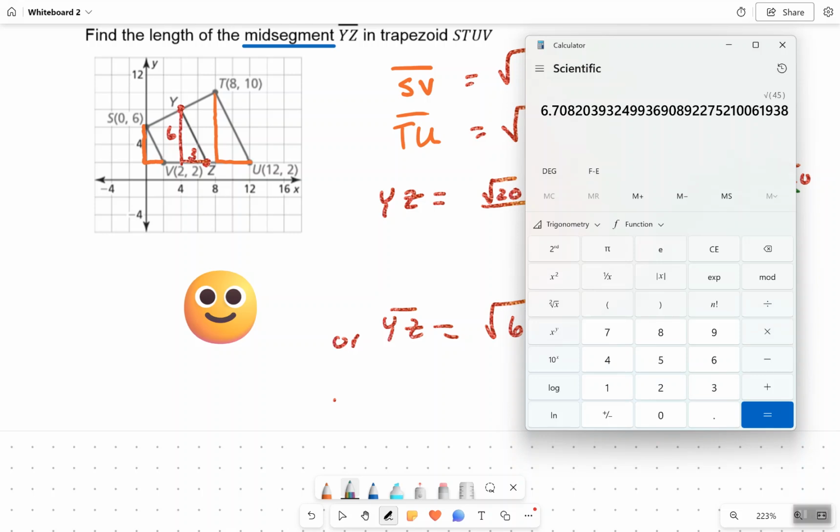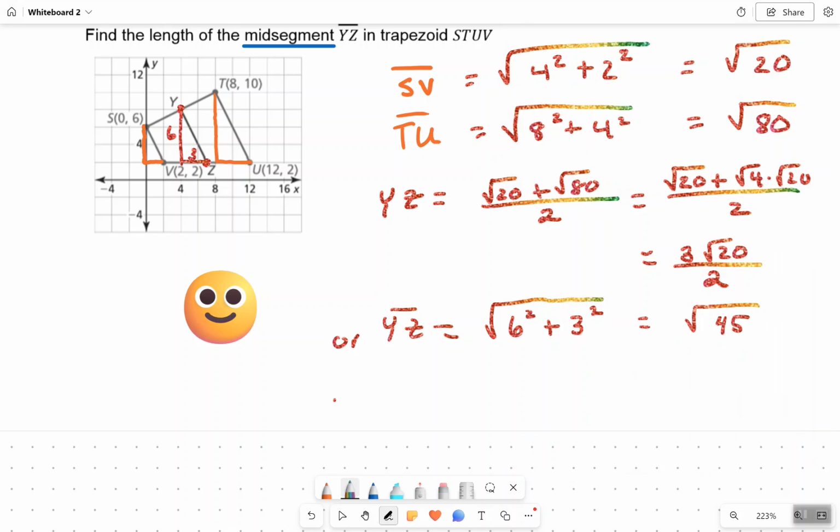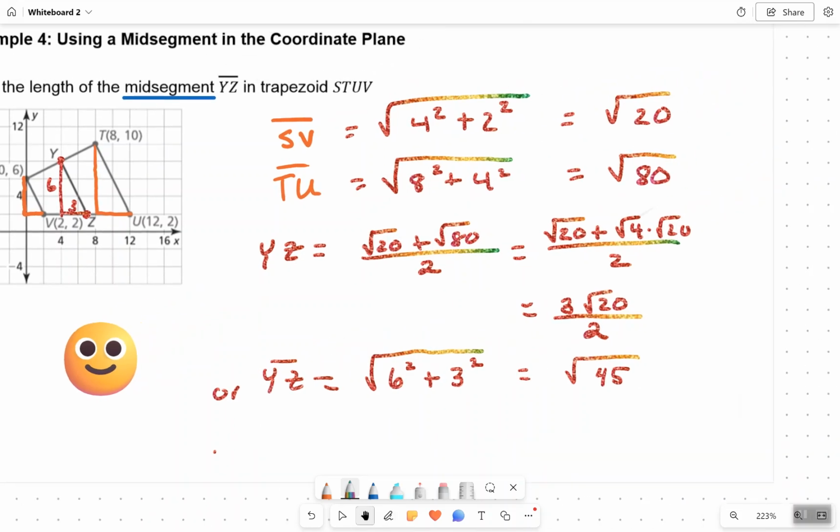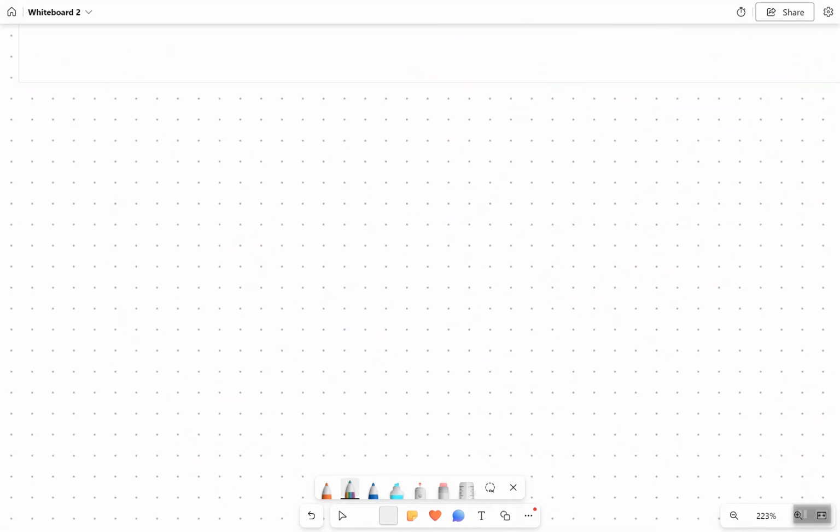Okay. All right. So again, kids, are you okay with that? All right. Any questions so far? All right. Let's move to that last page here. Finish up here.